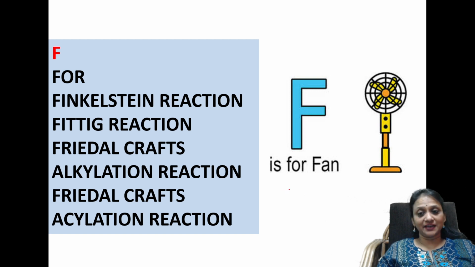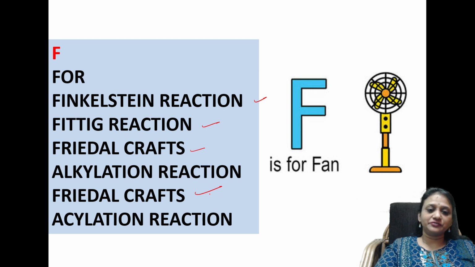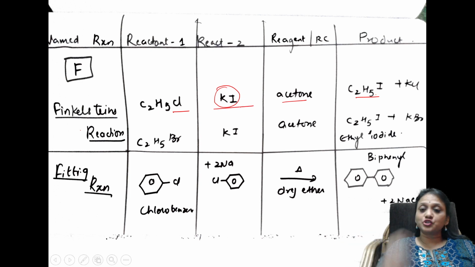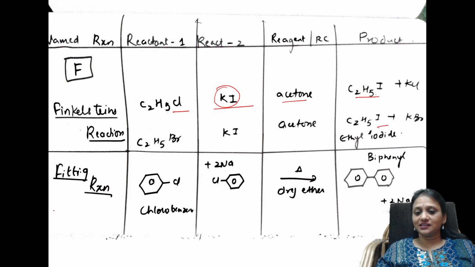F stands for FAN. F stands for Finkelstein reaction, Fittig reaction, Friedel-Crafts alkylation reaction, Friedel-Crafts acylation reaction. So I have taken all the reactions in one page. You very well know Finkelstein is used to prepare iodoalkanes, where you are going to convert chloro to iodo. With what, students? Potassium iodide and acetone. These two are required as solvents to prepare. So I have taken two examples, chloro and bromo, and I have got iodoalkanes.